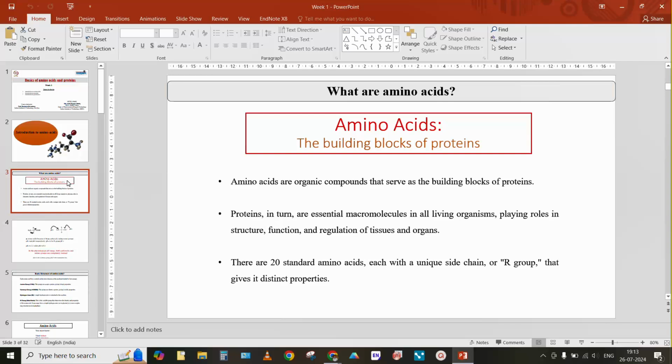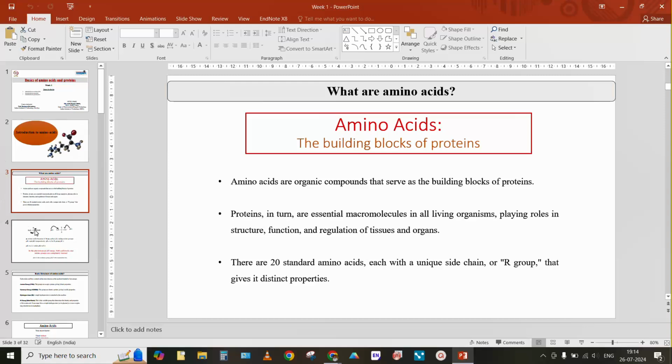As you all know, amino acids are the building blocks of proteins. Amino acids are organic compounds that serve as the building blocks of proteins. Proteins in turn are essential macromolecules in all living organisms, playing roles in the structure, function, and regulation of tissues and organs. There are a total of 20 standard amino acids, each with a unique side chain or R group that gives it distinct properties.